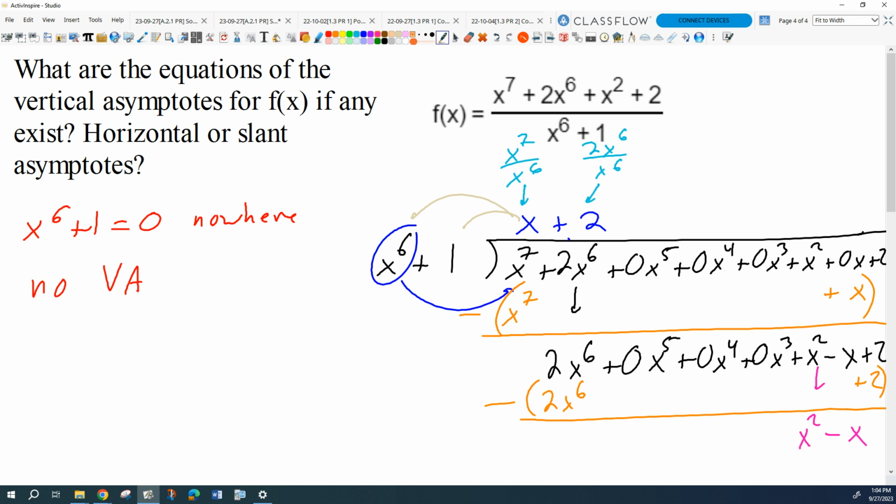Okay, so then what does this simplify to? What's the polynomial part of my answer? x plus 2, which is linear, plus what's going to remain over my denominator of x to the 6th plus 1? x squared minus x. Good.